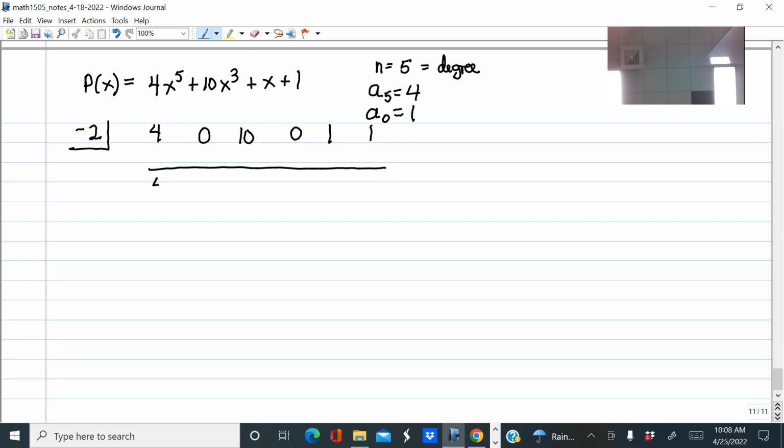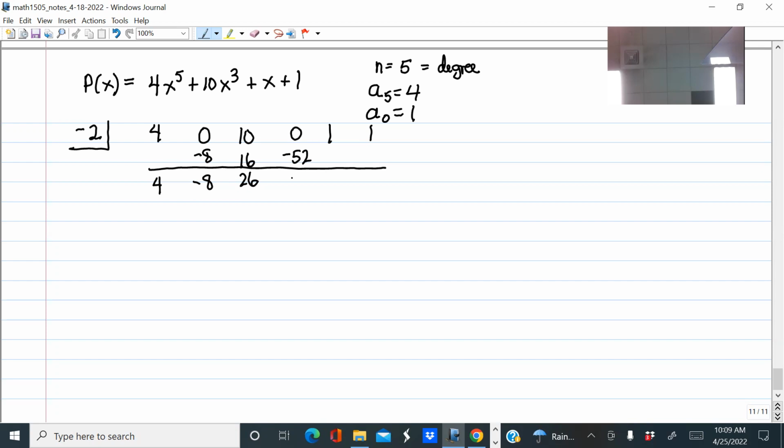So bring down the 4, right? And then minus 2 times 4 is minus 8, add, right? So you have minus 8 again. Minus 2 times minus 8 is plus 16, right? Okay, add, so you get 26. Multiply, minus 2 times 26 is what? Is that minus 52? Right?